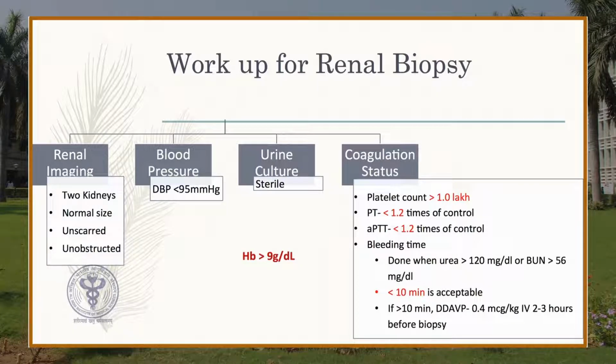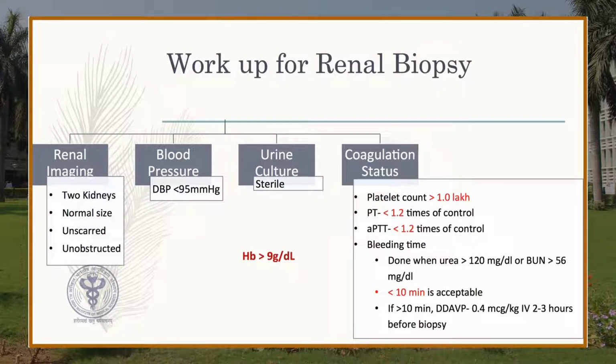Coming to the coagulation status, platelet count should be more than 1 lakh, prothrombin time and APTT should be less than 1.2 times the control, and bleeding time should be done if urea is more than 120 mg per deciliter or blood urea nitrogen is more than 56 mg per deciliter. If bleeding time is less than 10 minutes, it is acceptable. If it is more than 10 minutes, then desmopressin 0.4 micrograms per kg 2 to 3 hours before biopsy can be given.